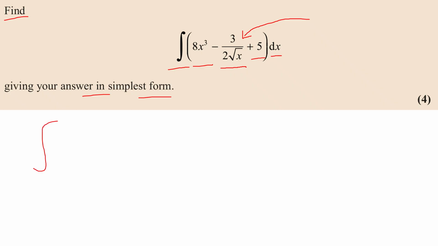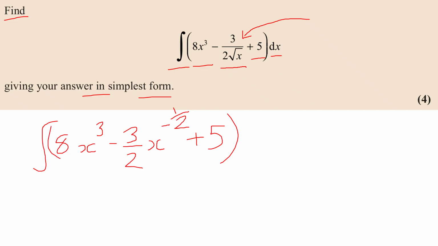So I'm going to write down the integral sign. Okay, I'm going to copy down the 8x cubed. Then I'm going to rewrite this minus 3 over 2 root x. I'm going to write it as minus 3 over 2, so minus 3 halves. And then 1 over root x will be x to the minus half. So the minus makes it 1 over, and then the root here is going to be power of a half. And then copy down the plus 5, and then we obviously got the dx.